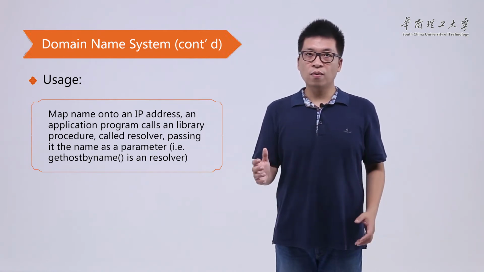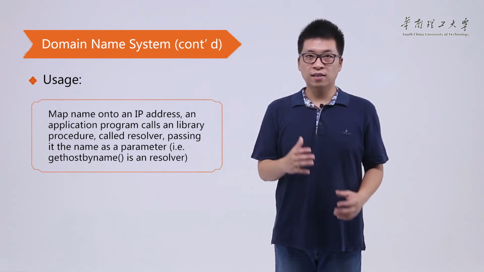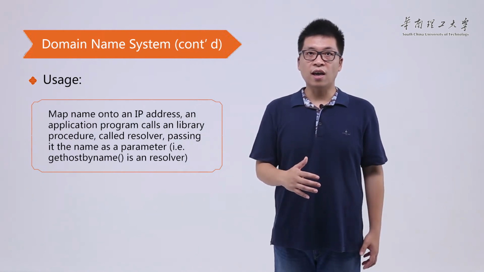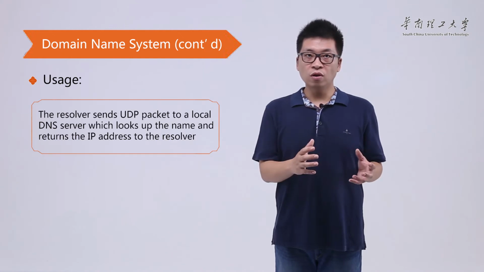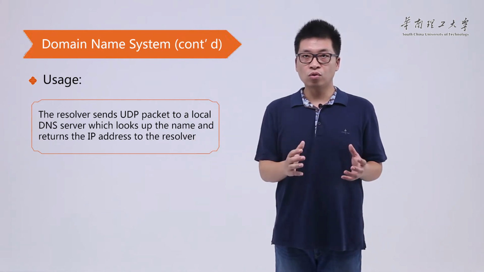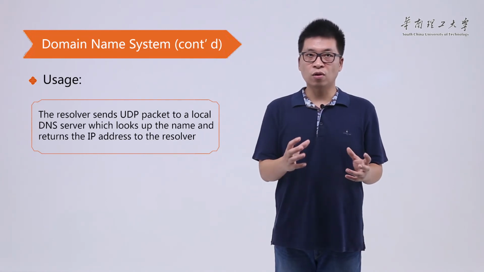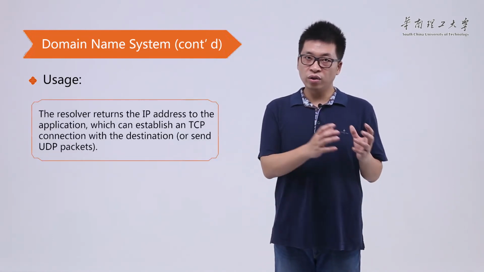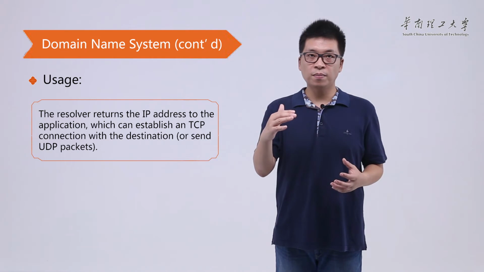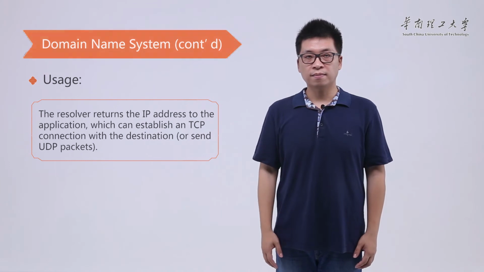An application program calls a library procedure called a resolver, passing it the name as a parameter. That is, gethostbyname is a resolver. The resolver sends a UDP packet to a local DNS server, which looks up the name and then returns the IP address to the resolver. The resolver returns the IP address to the application, which can establish a TCP connection with the destination or send UDP packets.